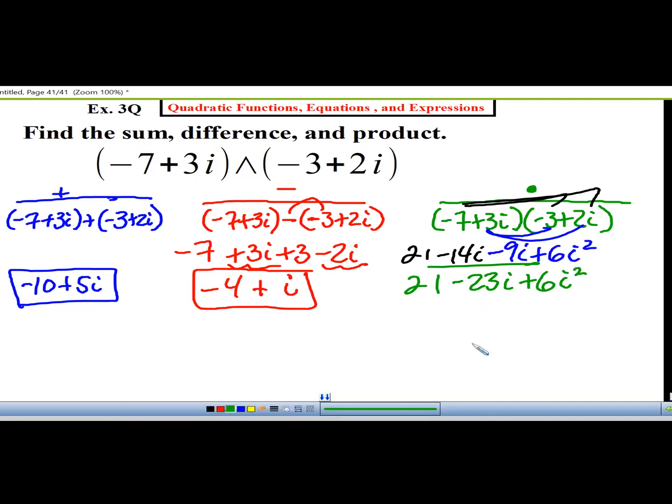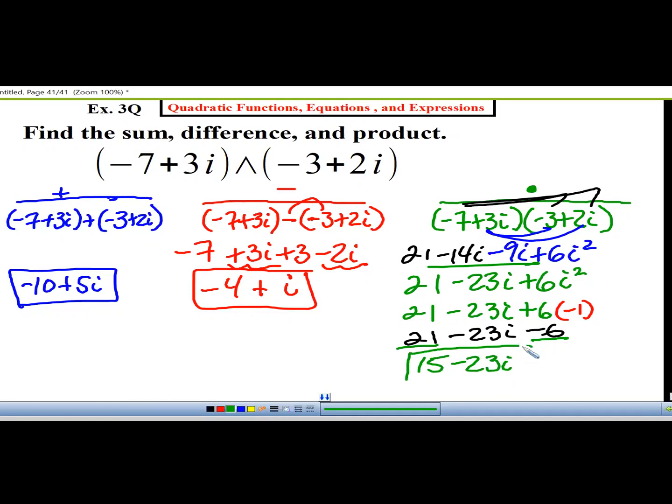And here we said don't forget to substitute what? Negative 1 for i squared, bring down the 21, negative 23i, and plus 6 times negative 1. So what is 6 times negative 1? That's negative 6, bringing everything else down. Combine like terms. So what is 21 minus 6? That is 15. Bring down the negative 23i, and we're done. Hands if you got that.